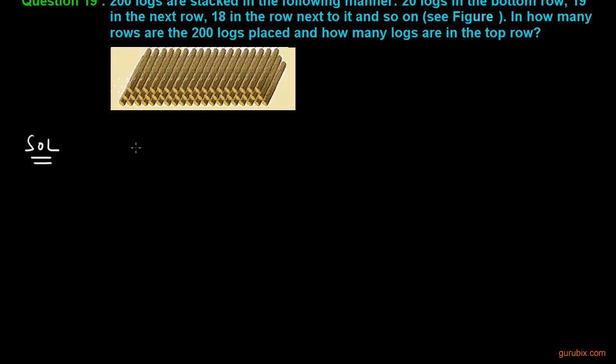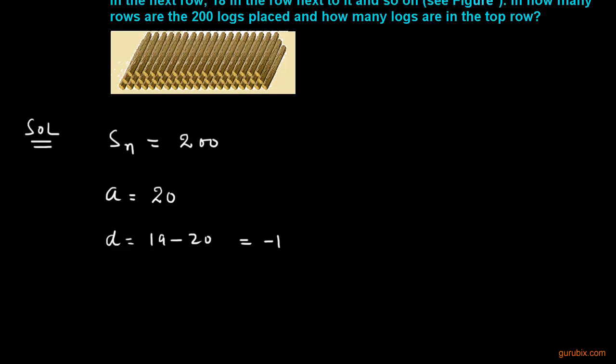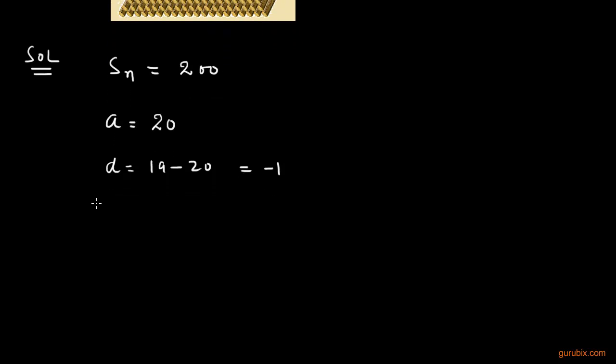We are given 200 logs. This means the sum of n terms is equal to 200, and we are given 20 logs in the bottom row. This means let this be the first term, and 19 in the next row. This means d is 19 minus 20, therefore minus 1. So we have to find the number of rows. This means we have to calculate n.